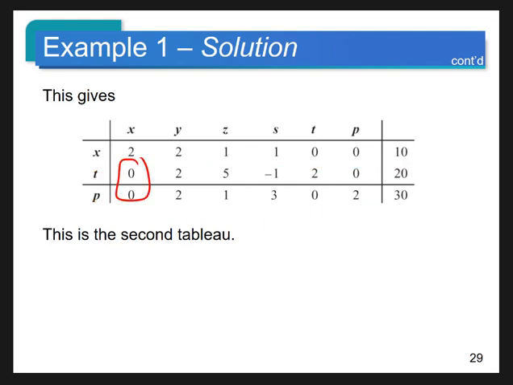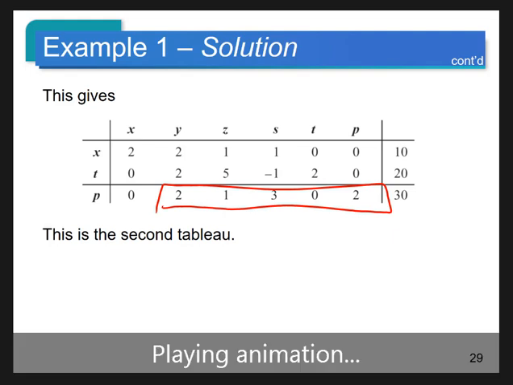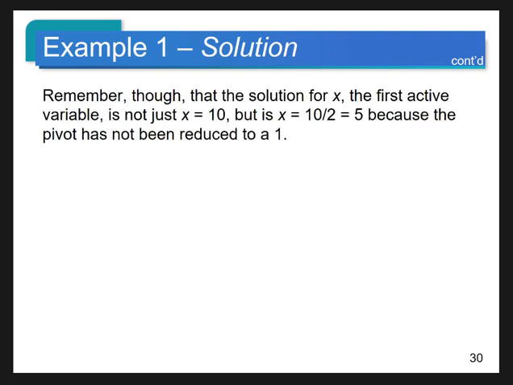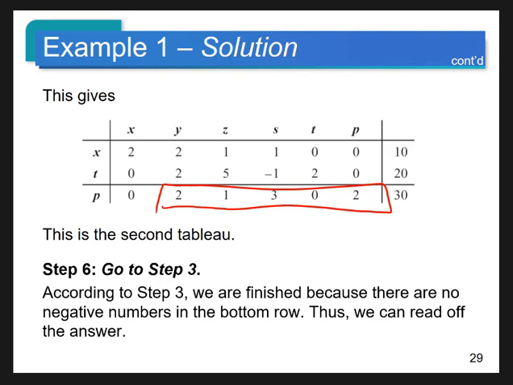Notice these have become 0. Now in this example, there are no more negative values in this bottom row, which means we are done. So what this is telling us, if there were any more negative values, we'd go back to step 3 and repeat it. But they're not, so now we can just read off the answer. I'm just going to take it out of the table here.